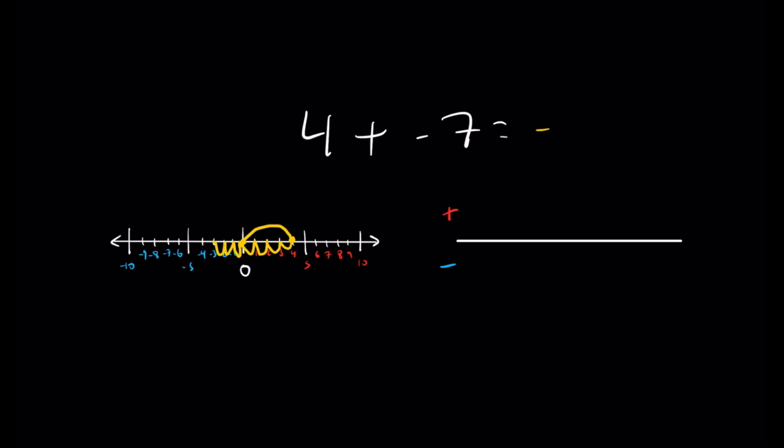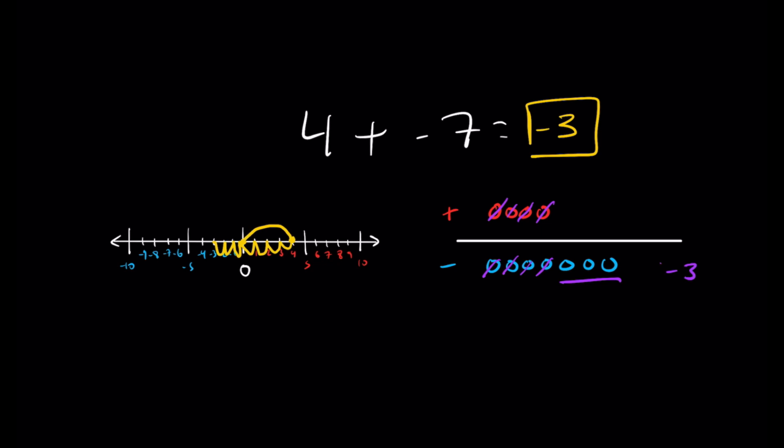So we get -3. If I were to use this tool on the right, I would have 4 positive numbers and 7 negative numbers. 1, 2, 3, 4, 5, 6, 7. And if I cancel them out, I have 3 numbers left on the negative side, so I'll have -3 as my answer as well. So lots of different ways to visually represent this, and hopefully this makes some sense.